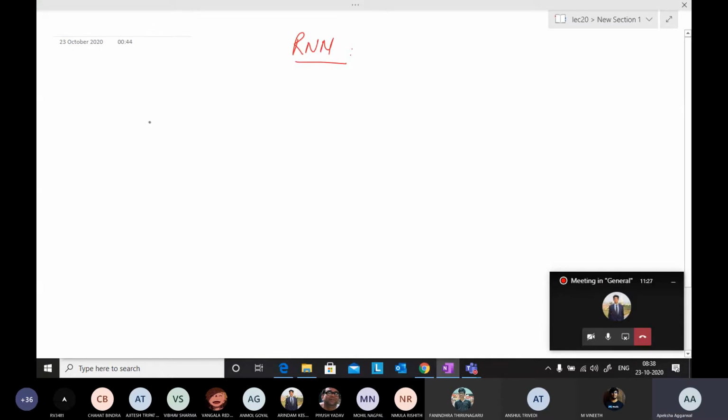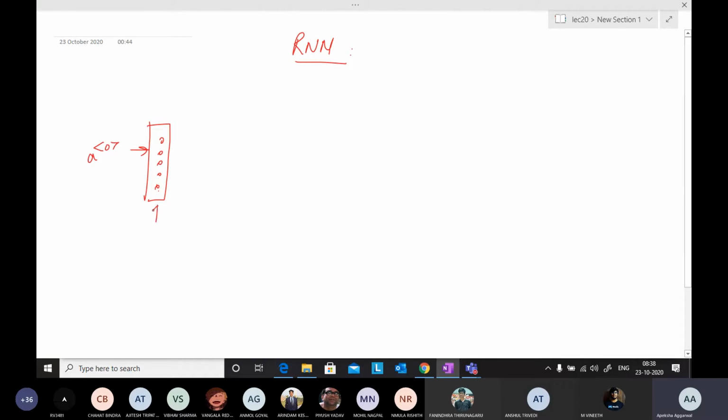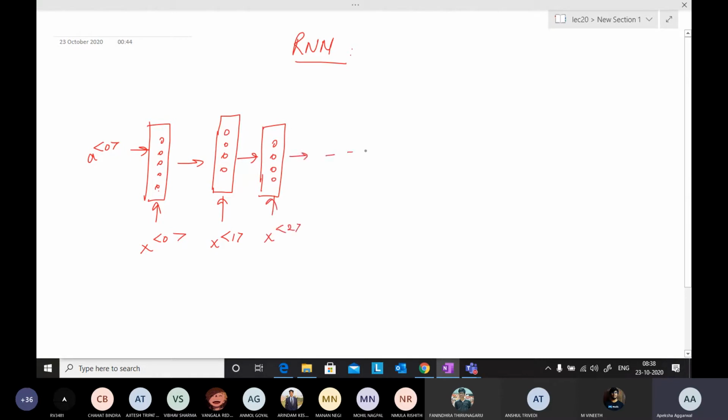So this was the basic architecture that we have. So this is the basic architecture of RNN.